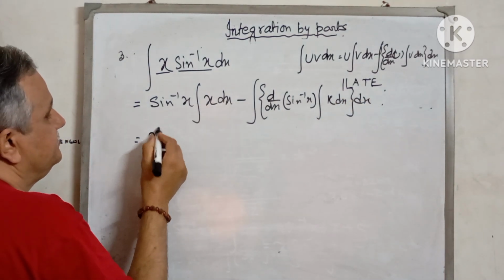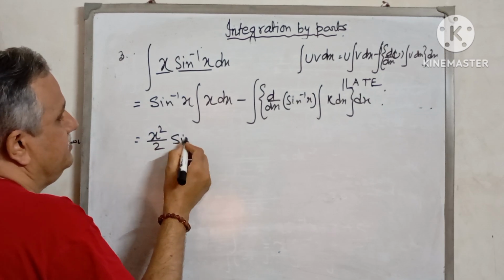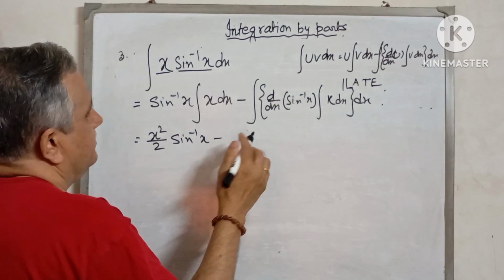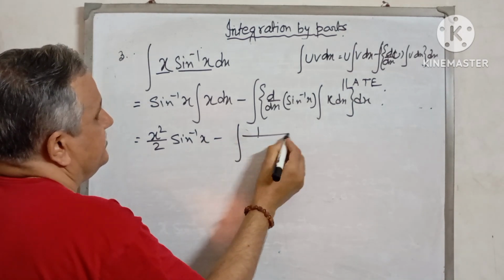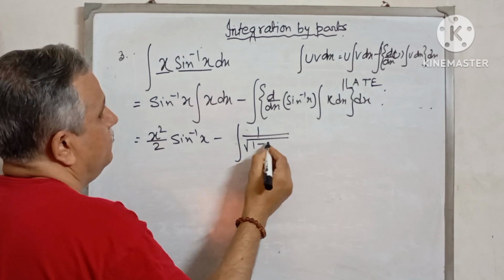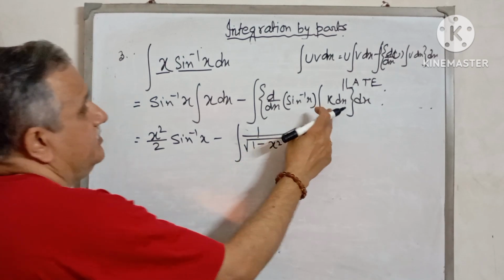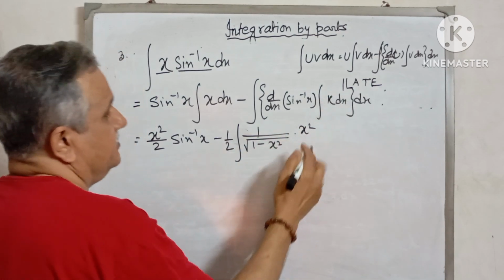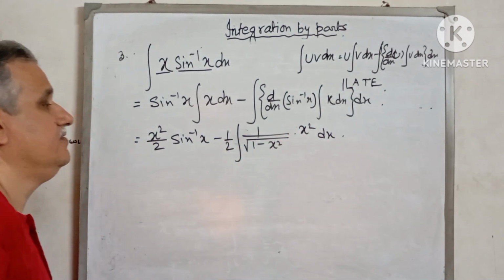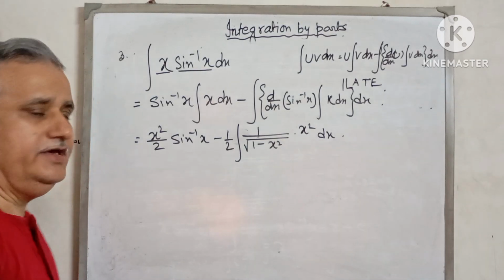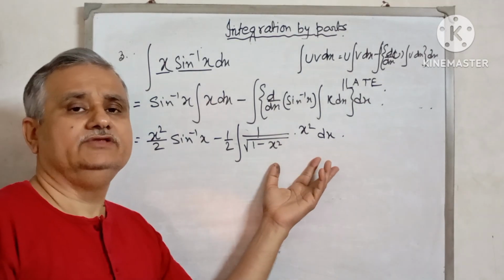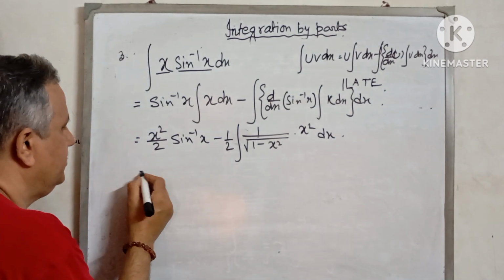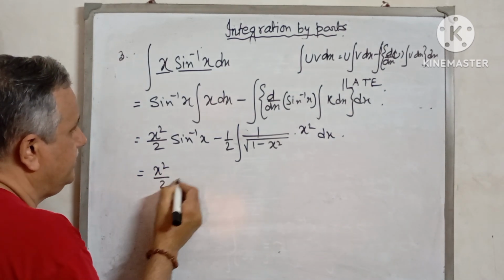Now integration of x is x square by 2, times sine inverse x. Here, d/dx of sine inverse x is 1 by root over 1 minus x square, and integration x dx is x square by 2. So x square by 2 dx. Now how to solve this? Again we can put x equal to sine theta and solve it by the method of substitution. But we are going to solve it in a slightly different way.